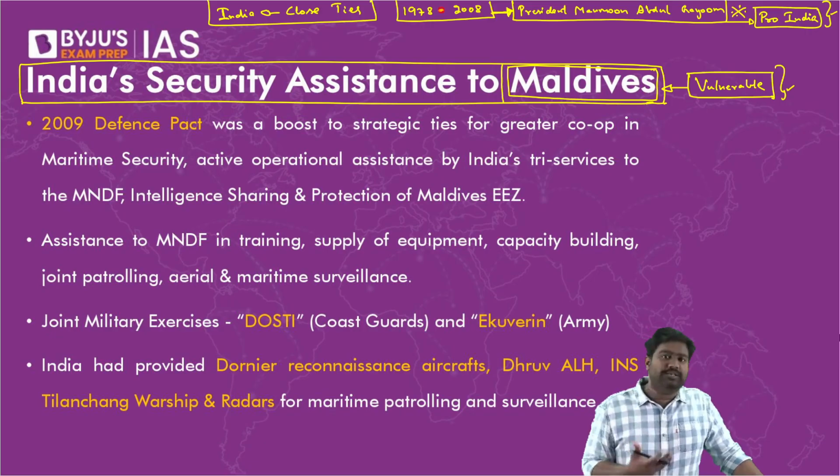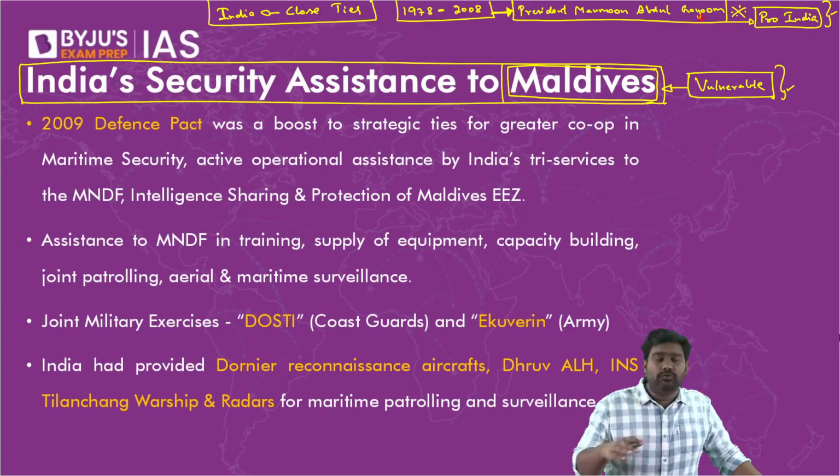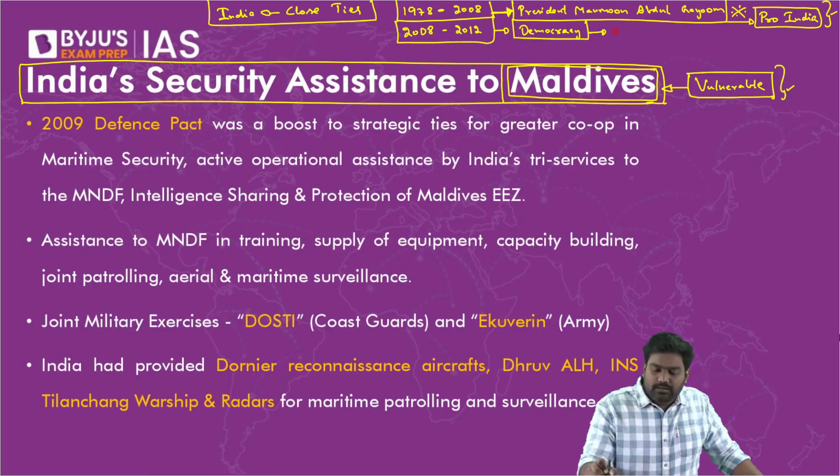So after Operation Cactus, our ties became even closer, and it was a very cordial, very friendly, trust-based relationship. So until 2008, Maumoon Gayoom remained as the authoritarian leader. There was no democracy in the country. In 2008, Maldives made a transition to a democracy. Finally, Maumoon Gayoom stepped down after 3 decades of ruling the country. And in the first elections, a party called MDP, the Maldivian Democratic Party, won under the leadership of Mohammad Nasheed.